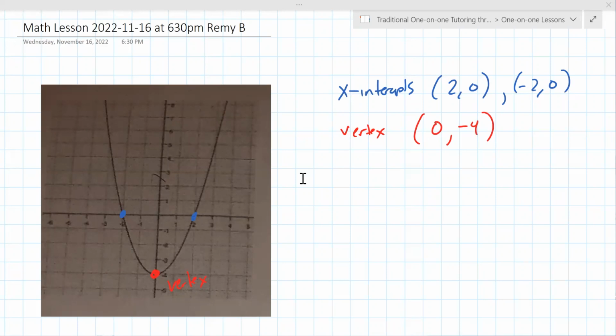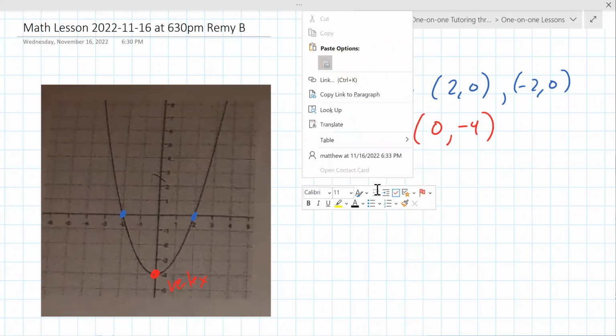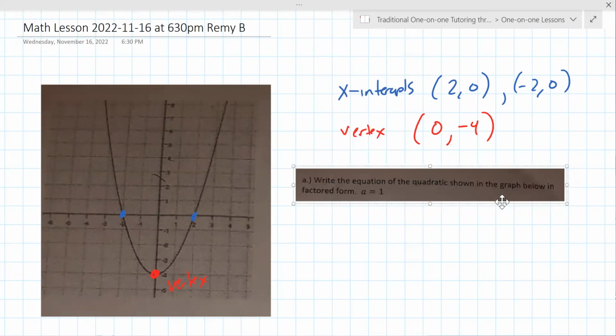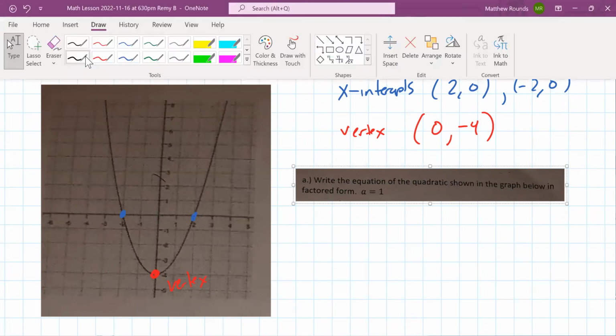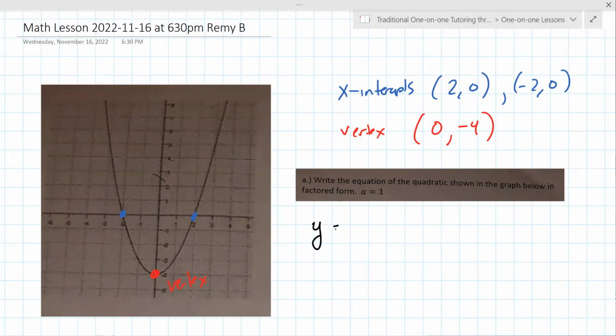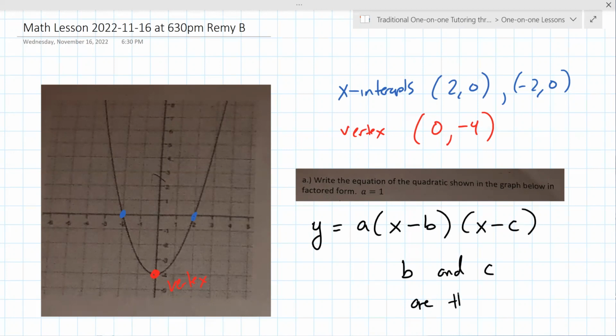Now the first thing says here to write the equation of the quadratic shown in the graph below in factored form. Okay, so factored form is the following: a(x - b)(x - c). B and c are the crossings.